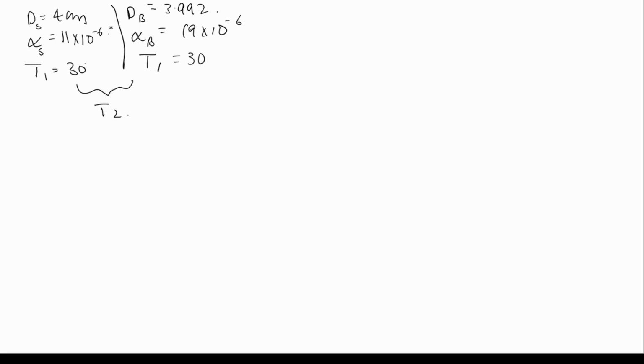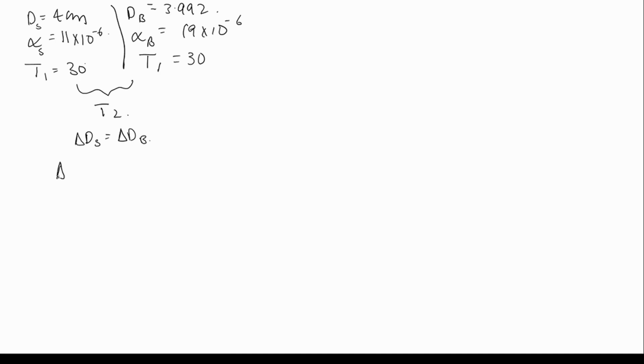So this brass rod can slide on this steel. So we need to find a temperature where the brass rod can slide on the steel rod. So for that, delta D of steel should be equal to delta D of brass.